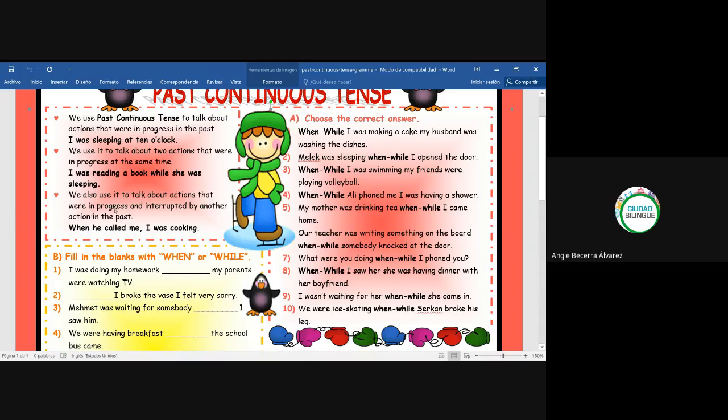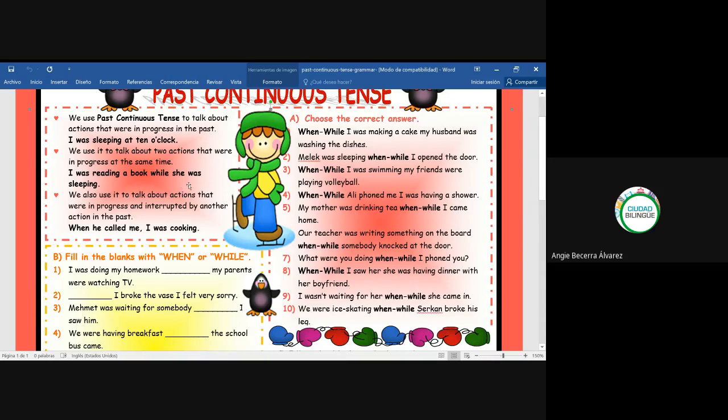We also use it to talk about actions that were in progress and interrupted by another action in the past. Entonces, también lo utilizamos para hablar de acciones que estaban ocurriendo y luego fueron interrumpidas por otra acción en el pasado. Como por ejemplo, when he called me, I was cooking. Cuando él me llamó, yo estaba cocinando.